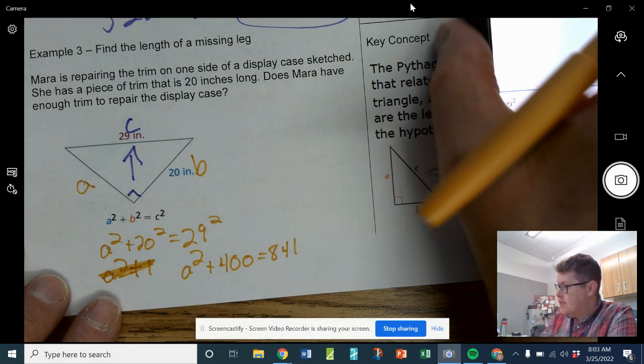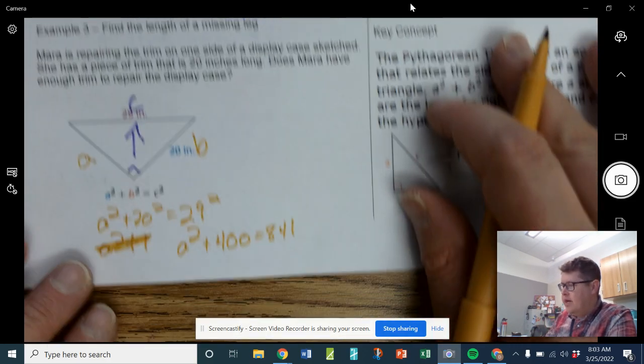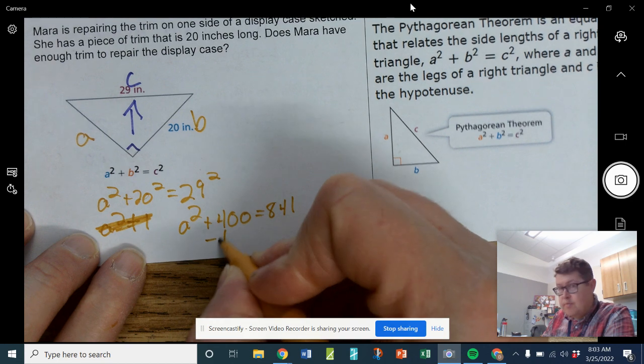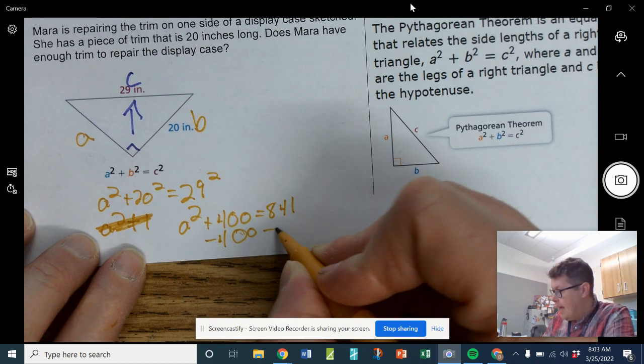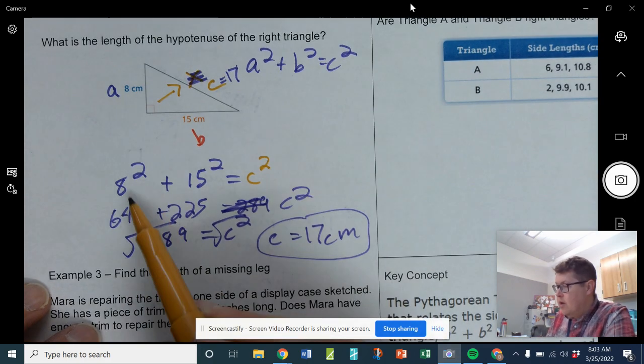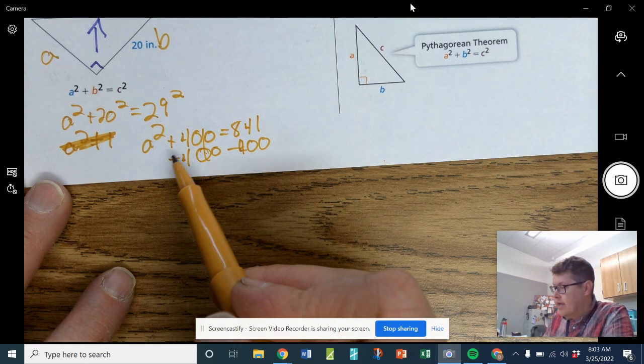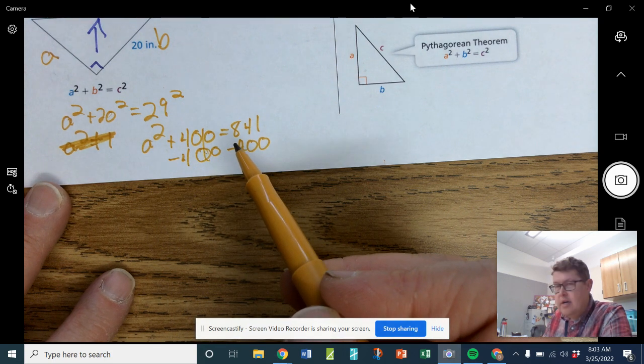Okay, now this is where, because up until now, it's been kind of the same, right? But what we've got to do now is subtract this 400, whereas we added in the previous problems, right? So there's two kinds of problems here. When you're looking for a hypotenuse, you add and then square root it. When you're looking for a leg, you subtract and then square root it.